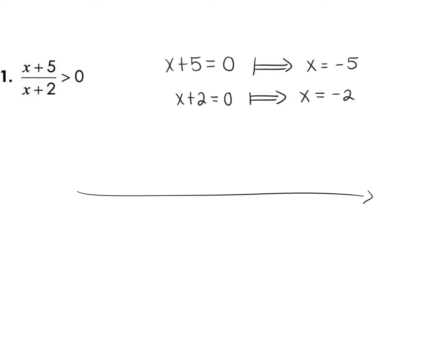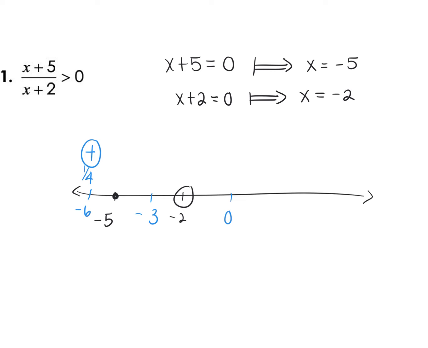So we can go ahead and draw our number line. At negative 2, we have an open circle, and then at negative 5, we have a closed circle, and now we choose points around our values. So we're going to do negative 6, negative 3, and 0. And so at negative 6, the graph will be at 1/4. So that's going to be greater than 0.